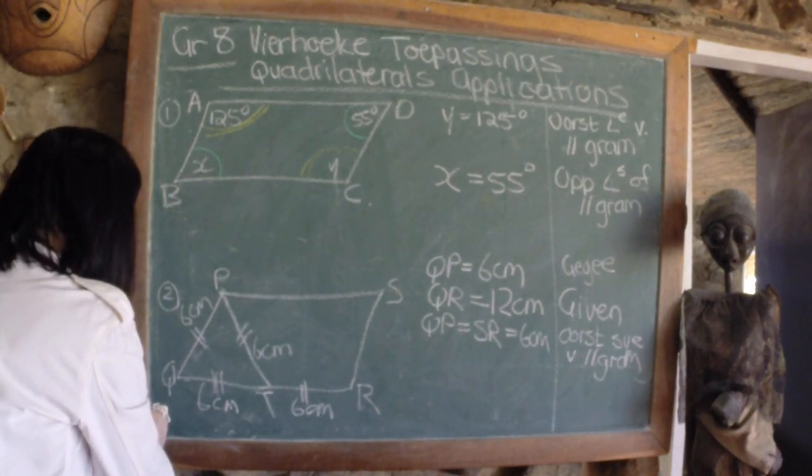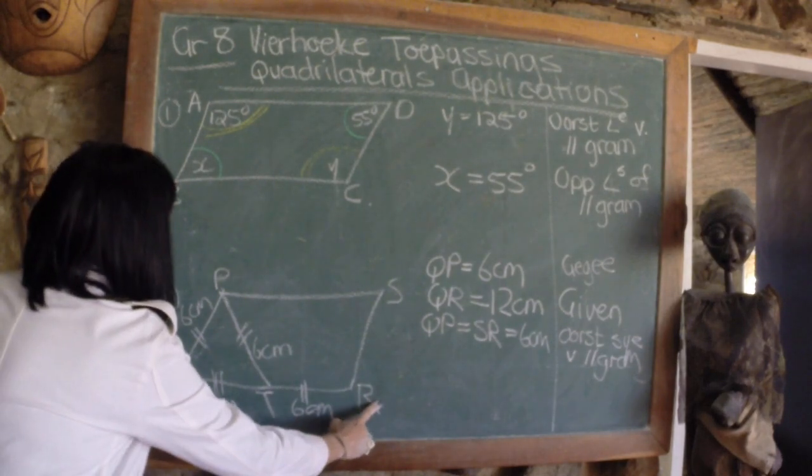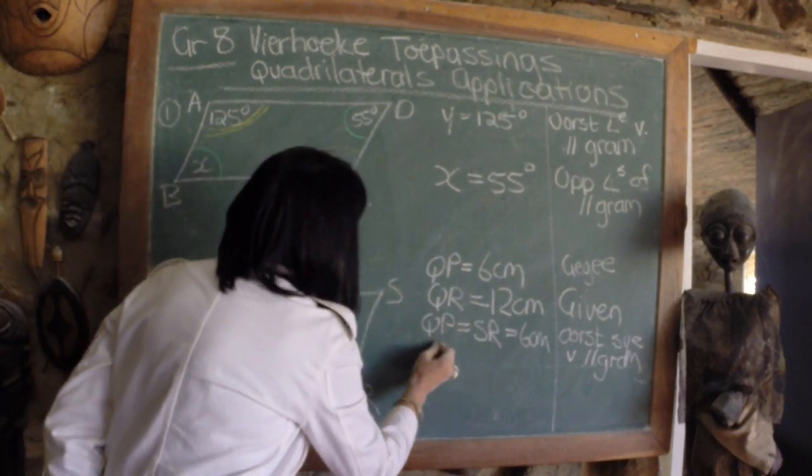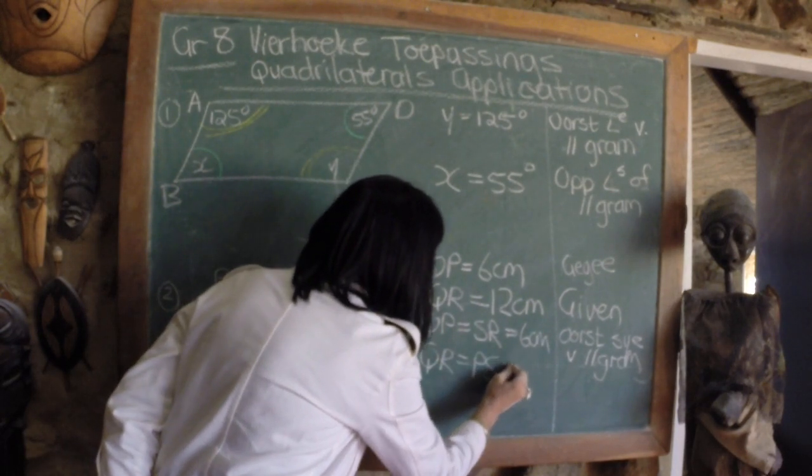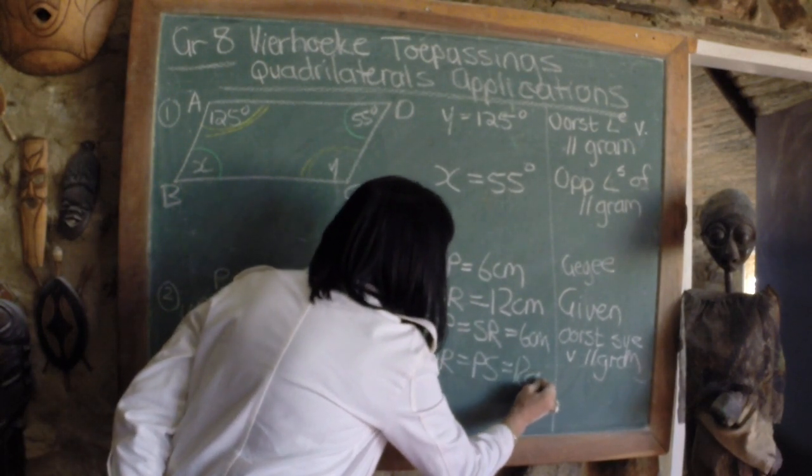Daarom weet ek ook that QR equals PS. QR equals PS equals 12 centimeters.